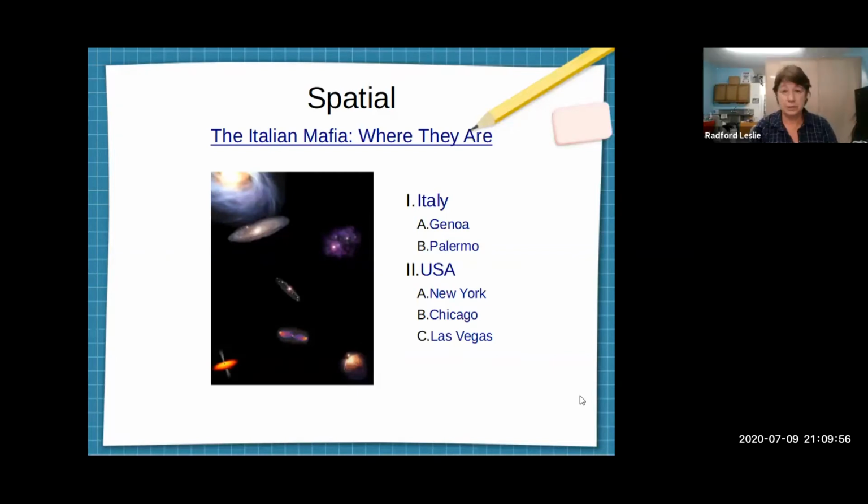And here's spatial. Spatial arrangement means literally something is arranged in space. Here we have various, I don't know, planets, asteroids, whatever, in space. But on the right, you can also see that we've arranged the Italian mafia in Italy and again in the United States. Again, your units of space can be anything.